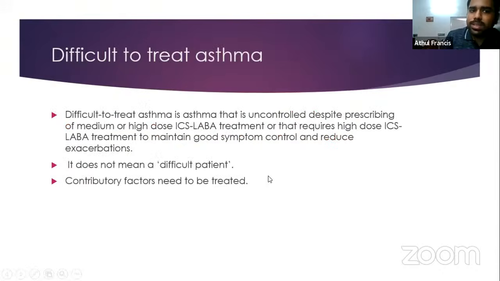So difficult to treat asthma is a subset of asthma in which you are given step 5 treatment, but the patient is not responding to that treatment. That is, you are given the highest treatment, but the patient is not responding. So that is known as difficult to treat asthma. But it does not necessarily mean a difficult patient. That means it's not that there's no treatment for that. Basically, there are some contributory factors which may be resulting in it being difficult to treat. So in such cases, you can either improve the inhaler technique of the patient or improve the patient adherence. So that can be helpful.